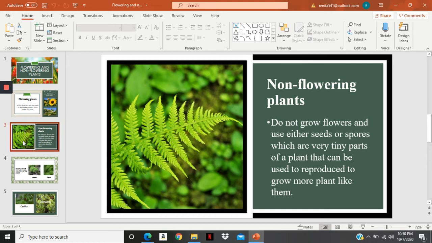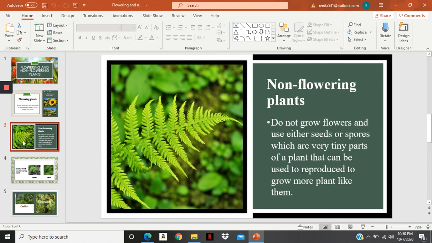Then we have non-flowering plants. Non-flowering plants do not grow flowers, and they use either seeds or spores, which are very tiny parts of a plant that can be used to reproduce to grow more plants like them. So non-flowering plants do not grow flowers. They use seeds or spores.